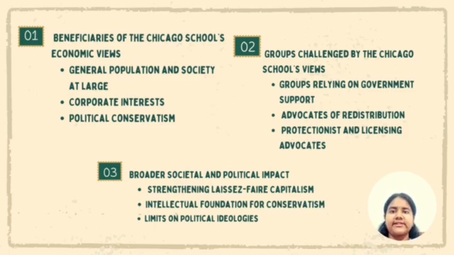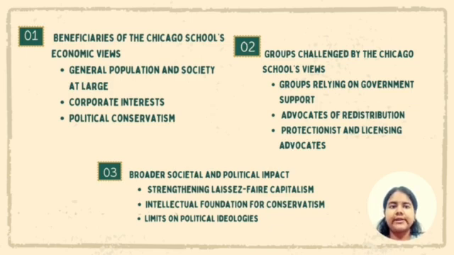The protectionists and licensing advocates are next. On import quotas, Chicago economists argue against artificial trade barriers like import quotas, which protect domestic industries but limit consumer choice and competition. On occupational licensing, they critique unnecessary licensure as an artificial barrier to entry that inflates wages for established professionals at the expense of new entrants and consumers.